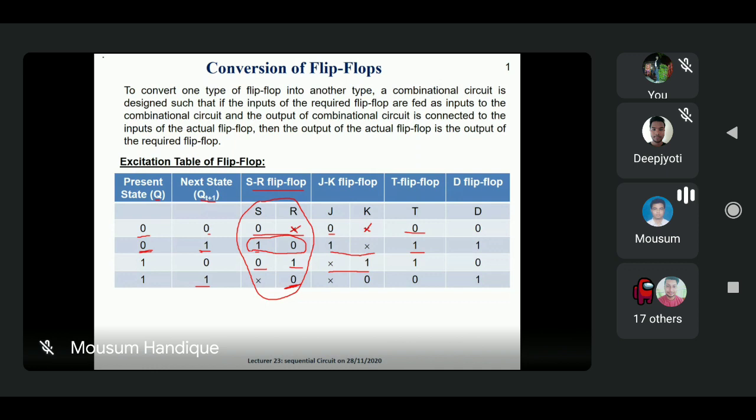Similarly, if you go to the JK flip-flop, then present state is 0 and next state is 0. That time also you can see the K value is 0 one time and 1 another time. So here I am writing 0 and don't care. This way we can construct the JK flip-flop, T flip-flop and D flip-flop tables.